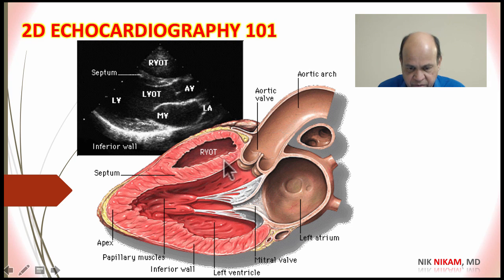As we mentioned before, we have the septum, the left ventricular septum, separating the right ventricle and the left ventricle, and here we have the posterior wall. We have the two papillary muscles, the chordae tendineae, and the leaflets, the anterior and the posterior leaflet. Here we have the left atrium, here is the aorta and the aortic valve leaflets.